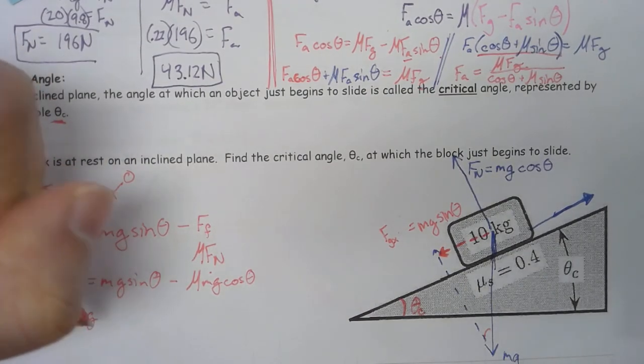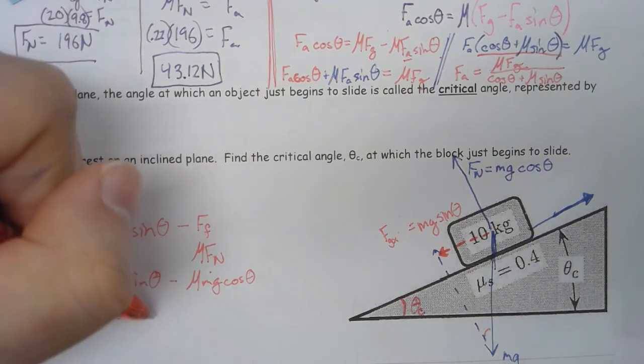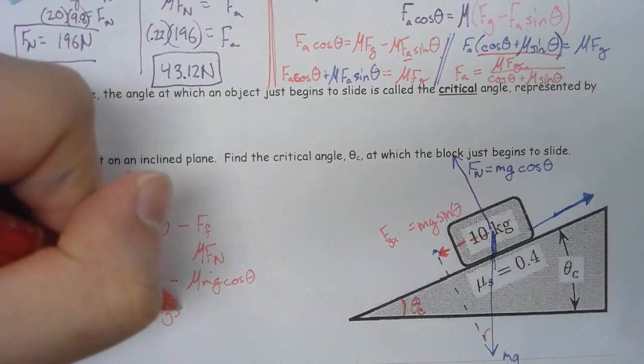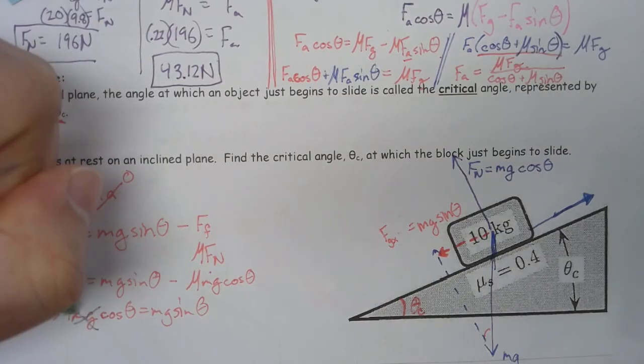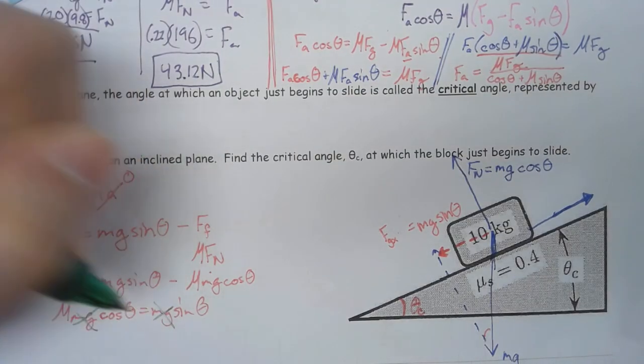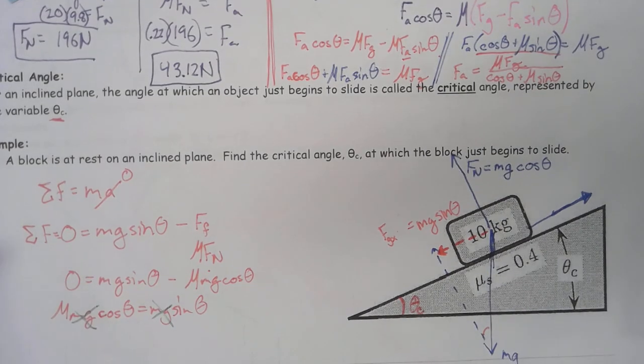Mu mg cosine theta. I moved that to the other side, equals mg sine theta. What's the same? I was going to say force. You're not wrong. Mass is the same, but also gravity is the same. Yeah, gravity. And so m and g are both on both sides. So the force of gravity doesn't matter.